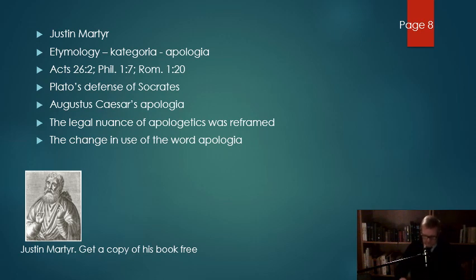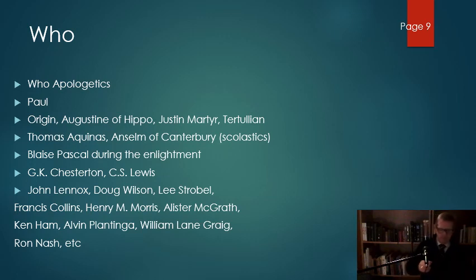So let's look at the following slide. When we look at who did apologetics, who were the apologists in the past, we have seen Paul, we have seen the Caesar, the Kaiser, the Emperor, but we also have seen in church history, Origen was a very important person, Augustine of Hippo, and remember we talked about Justin Martyr.